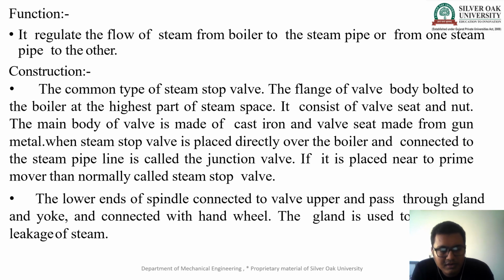When the steam stop valve is placed directly over the boiler and connected to the steam pipe line, it is called the junction valve. If it is placed near the prime mover, then normally it is called the steam stop valve. The lower end of the spindle is connected to the valve, and passes through the gland and yoke and is connected with the hand wheel. That gland is used to prevent the leakage of the steam. Why are we using the gland? We are using the gland to prevent the leakage of the steam.